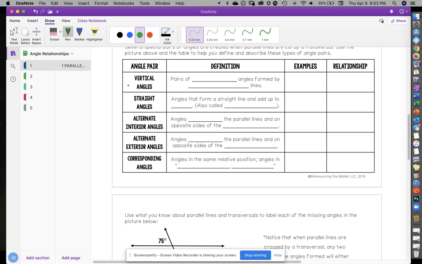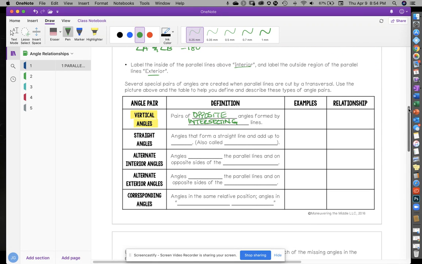Vertical angles. Vertical angles are pairs of opposite angles formed by intersecting lines. Oh, it might help if I put the T in there. I thought that looked a little strange. All right, let's start that again. Intersecting lines. It's what happens when you're writing and talking at the same time.